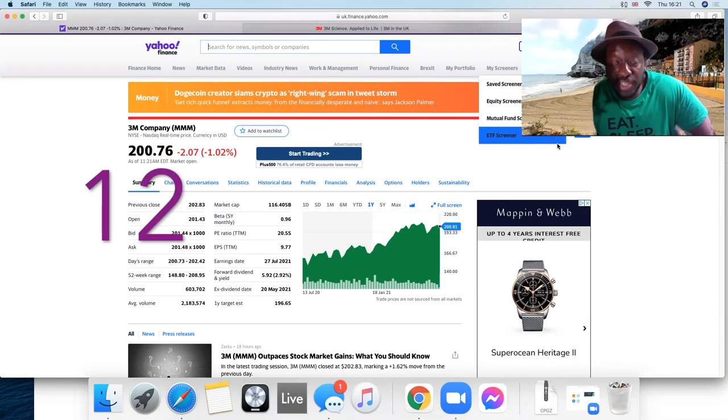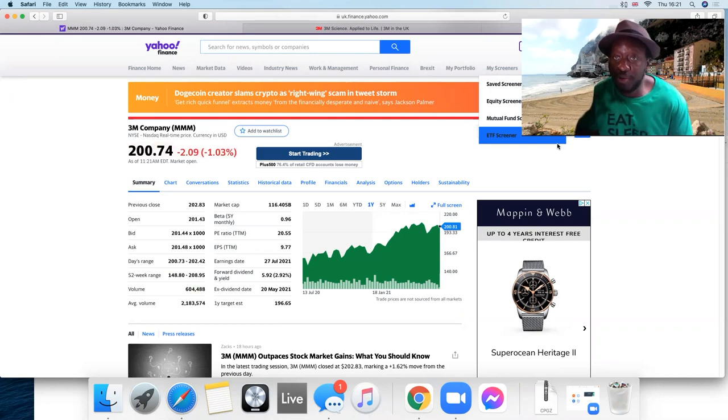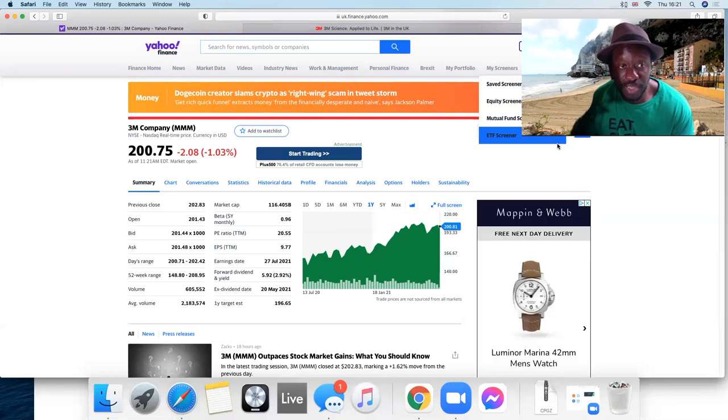Right, last on the list and definitely not least, and that is 3M. There's no way you could build a dividend portfolio and not have 3M on it. That would just be rude and bad manners. But yes, 3M, it has a large market cap of $116 billion. And it has a dividend yield which is lower than the rest. I think only Walmart on my list is lower, but it has a dividend yield of 2.92%.